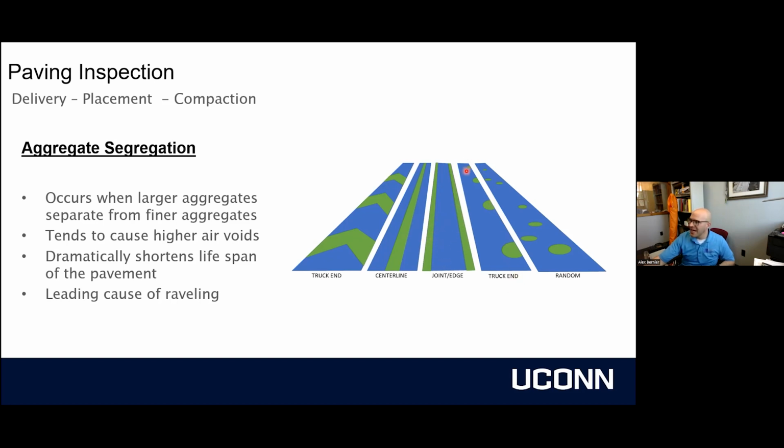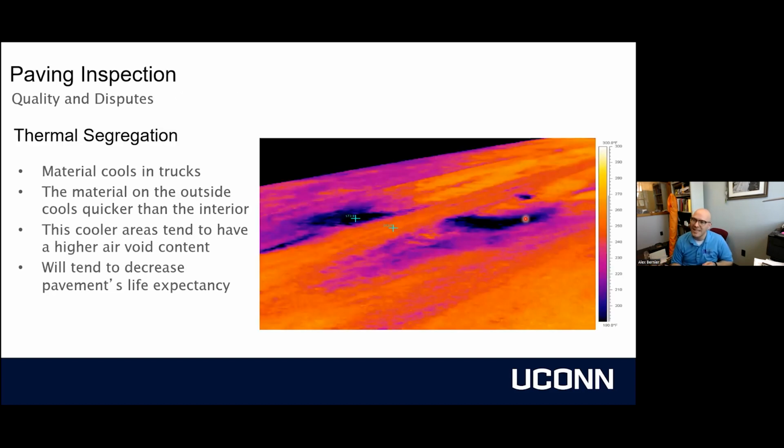Now, truck end segregation here, this is something like one single operator has a problem with the way they're getting in and out of the hopper, and you're going to get this periodic segregation as they're being loaded improperly. And then there's finally random segregation, which could be spillage from a truck or that sort of thing. Handwork around utilities is likely to cause particle segregation as well.